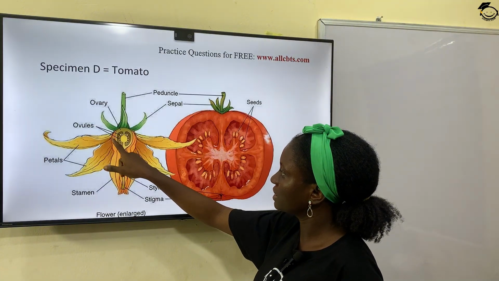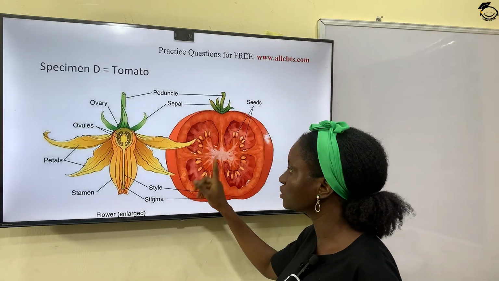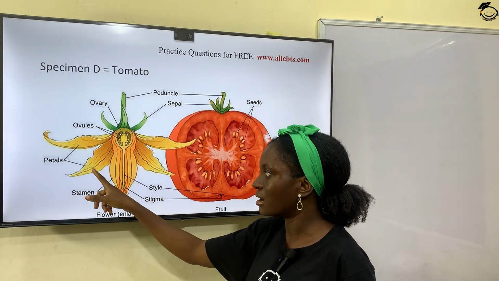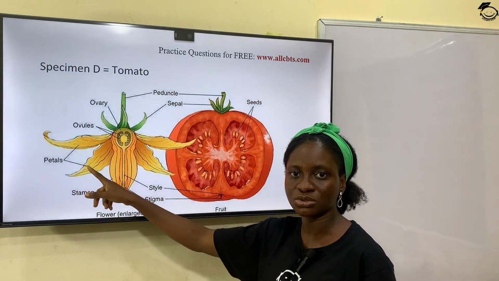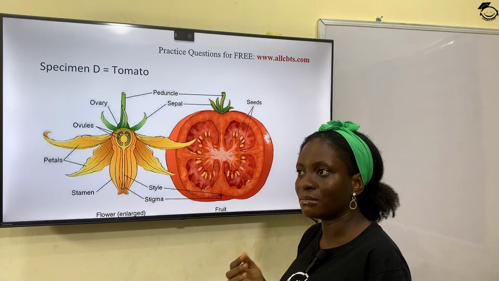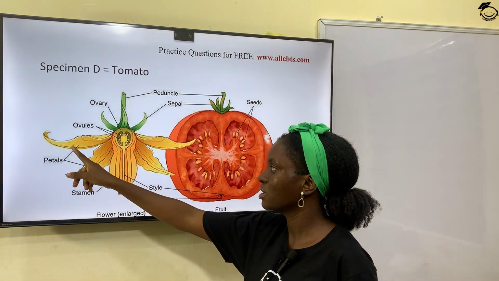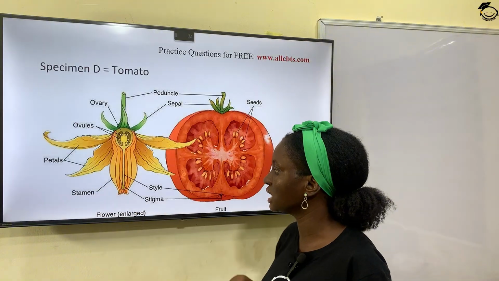Then the ovules result into seed during fertilization. These petals attract pollinators, attract all these insects with mouth, especially for instance mosquito that sucks the juice in plants. So these petals attract pollinators.